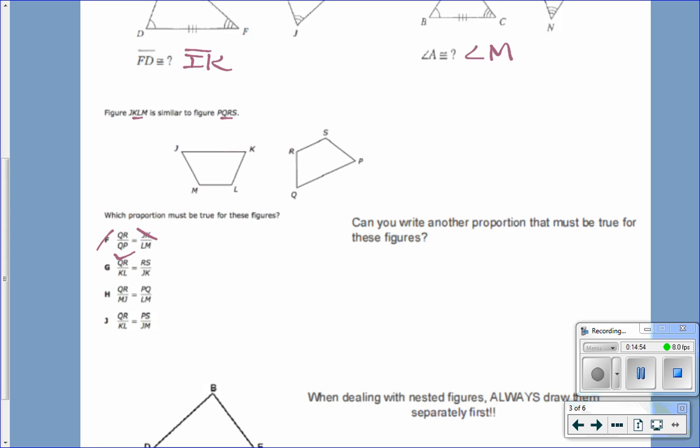Let's see if the other ratio works. RS, I'm going to switch colors. RS corresponds to what? LN. LN. Is this LM? No. Okay, so with your table, I want you to go through H and J and prove it like we are to determine if the proportion is true or not by showing your work.